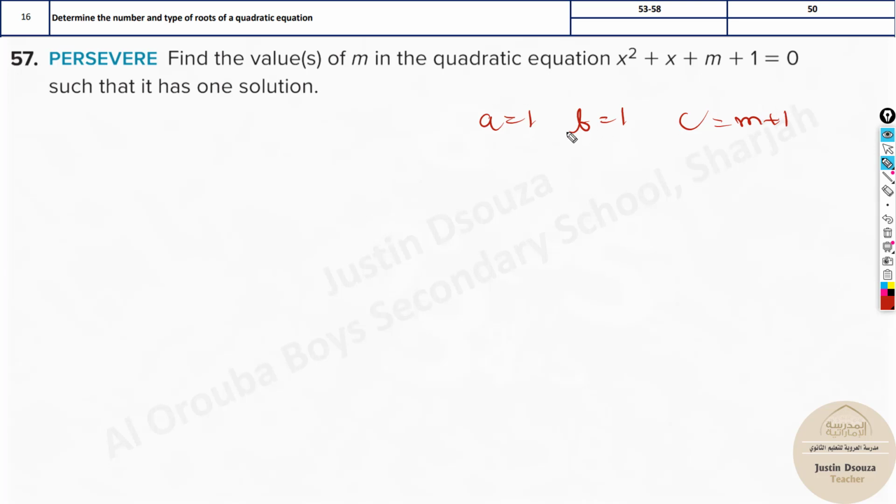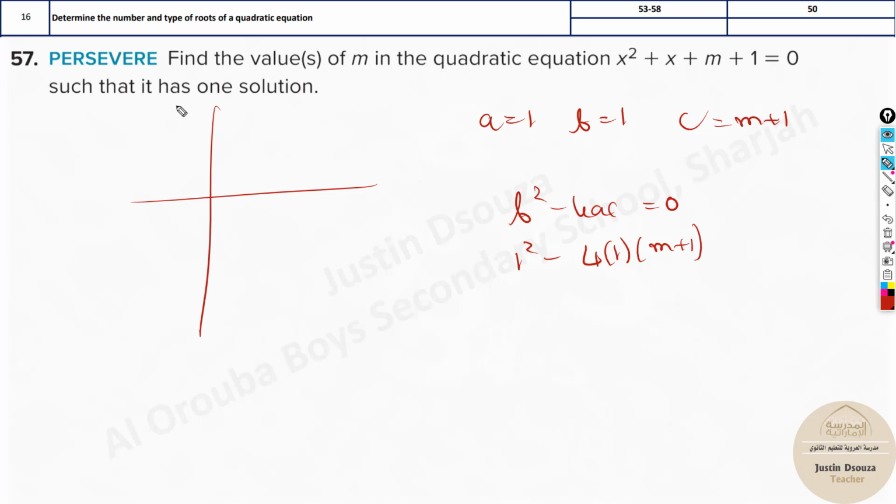Now we will do the square root function. What I'm trying to say is the discriminant. I just forgot the word for some time. Now, the discriminant is b squared minus 4ac. Substitute the values. It's 1 squared minus 4 multiplied by a, which is 1, and c, which is m plus 1. Here, this is an important thing. We know that one solution means it must be equal to 0. Only then you will have one solution. That means the graph only touches at one point like this.